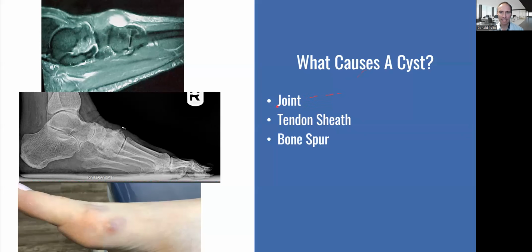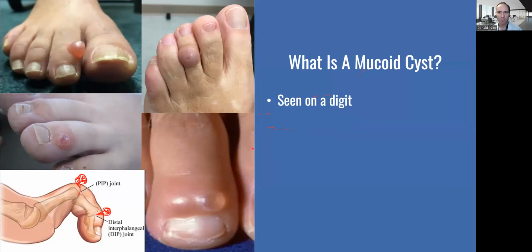What causes a cyst? Well, it can come from a joint or it can come from a tendon sheath. This is not an example of a cyst. This is a bone spur, so it can be misdiagnosed for a bone spur, and it can come over a joint or it can come from a tendon sheath. A mucoid cyst is usually seen on a toe. We're not talking about a mucoid cyst, but it's a little outpouching in the digit, usually at a joint. There's a distal joint, which is like this one, and then there's another joint down here. Usually it happens at the distal joint down here. And you can try popping that, and it tends to come back pretty frequently.